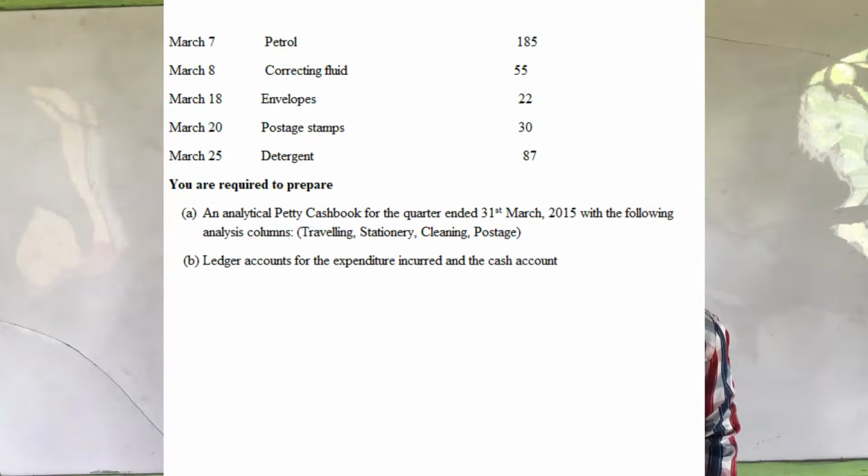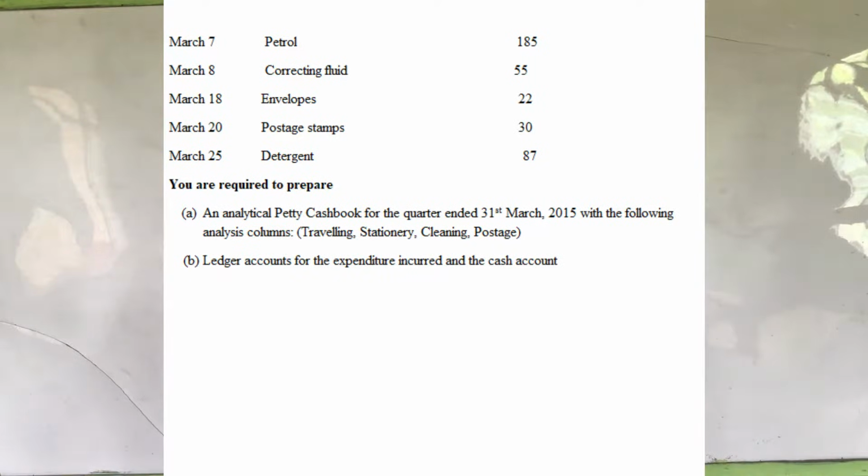Now let us look at the requirements. You are required to prepare an analytical petty cash book for the quarter ended 31st March 2015 with the following analysis columns: traveling, stationery, cleaning, and postage. So we've been given the columns. And then part B is to post to the ledger: the ledger accounts for the expenditure incurred and the cash account.